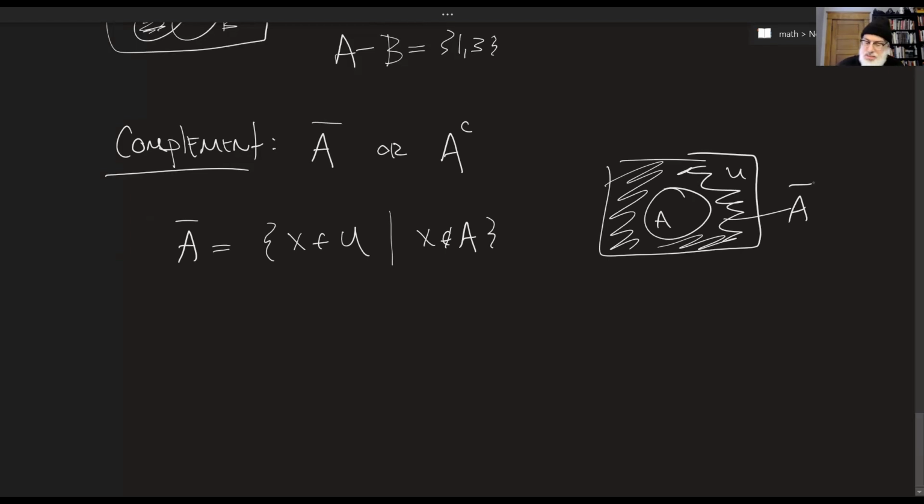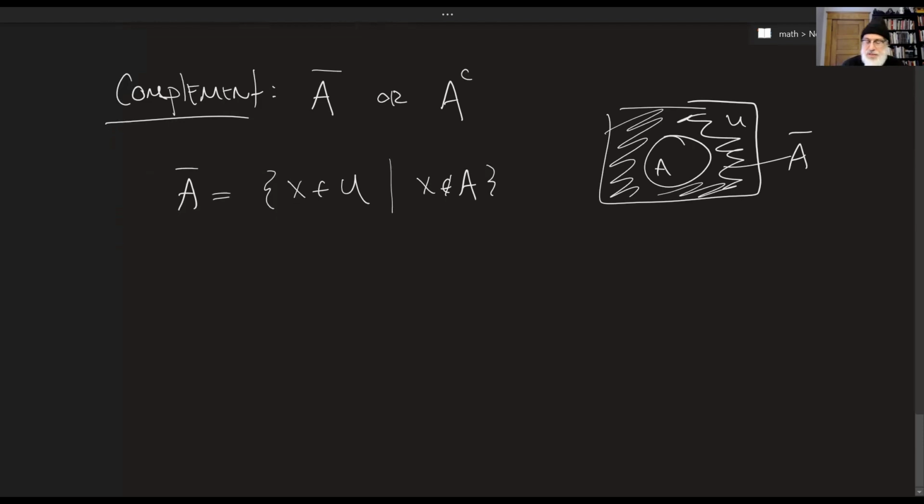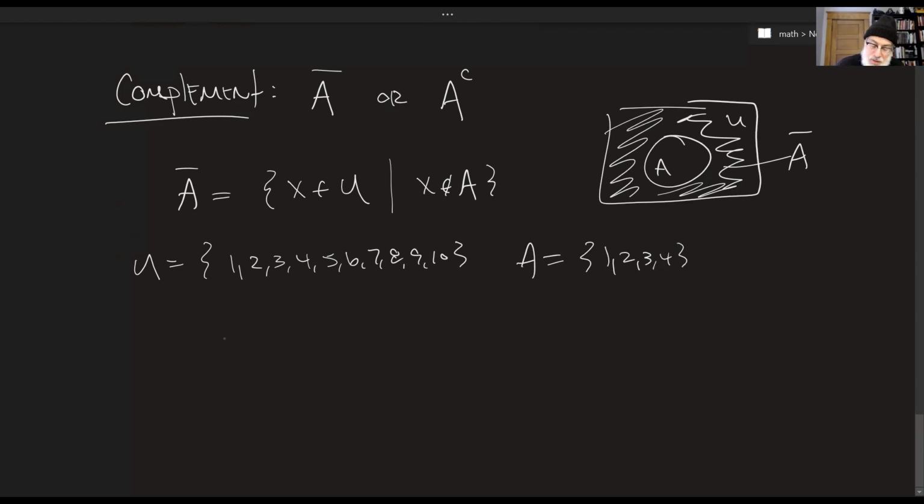So let's use an example. Now I have to define the universe. This universe will be small, so it won't be all encompassing, but just for this example, let's have the universe be the set that has all the integers 1 through 10. And let's let A be the set that has 1, 2, 3, and 4.